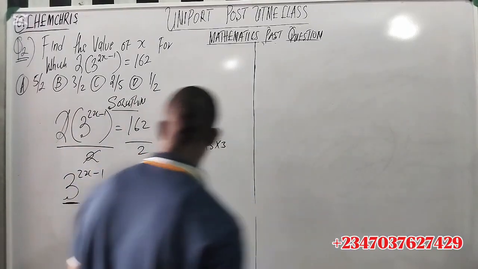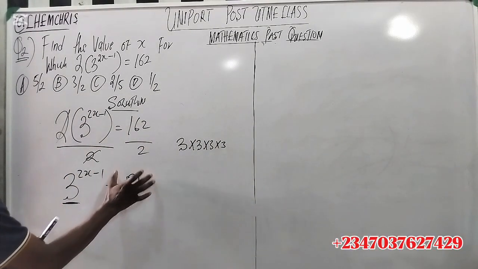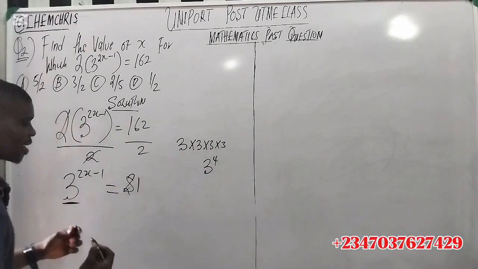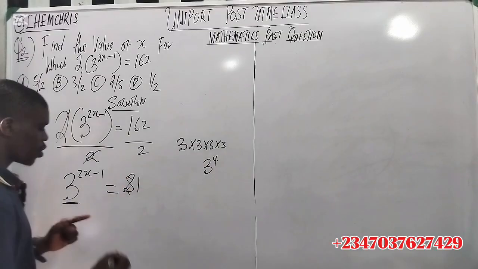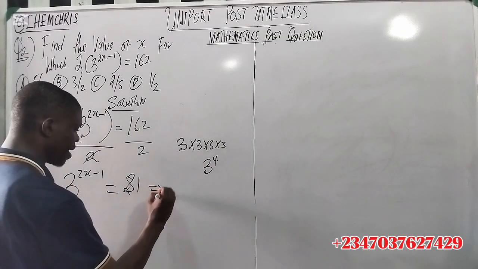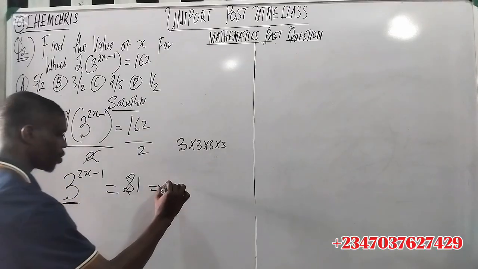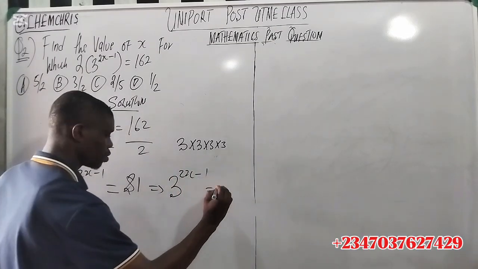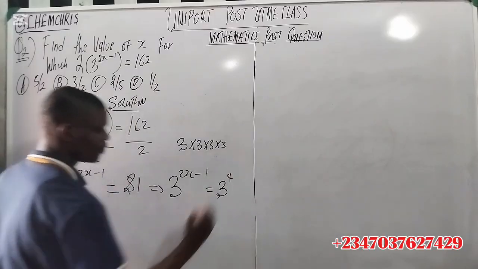Is 81. So in the sense that this can also be written as 3 raised to power 4. Now, the reason why I'm going to make it 3 raised to power 4 is because you want to make it the same base as this other one here. So this implies that 3 to the 2x minus 1 equals 3 raised to power 4.